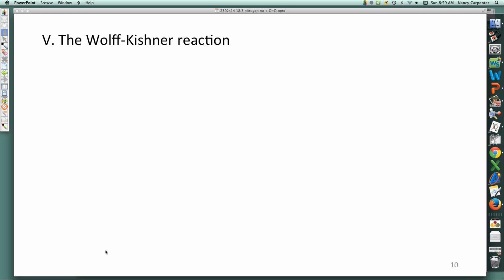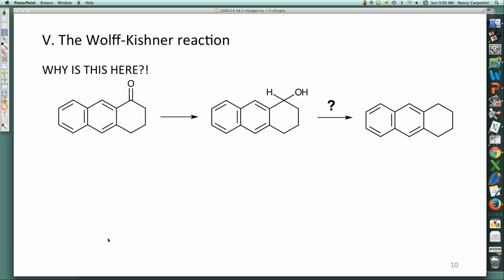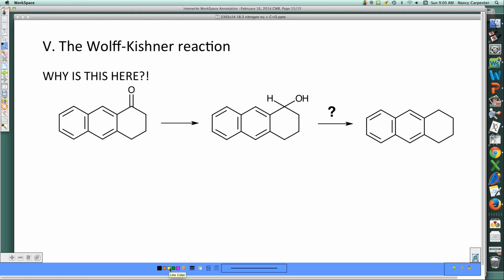Alright, and finally the Wolff-Kishner reaction. Now the first thing you might say is, why is this reaction thrown in here? What am I trying to do? Well, what I'm trying to do is get from oxidation state plus 2 all the way down to oxidation state minus 2. Now, we know how to reduce carbonyls by adding H-, but that just takes us to 0. How do I get all the way down to put on 2 hydrogens? Because I know that it's not legal, it's not allowed to try and do something like this.